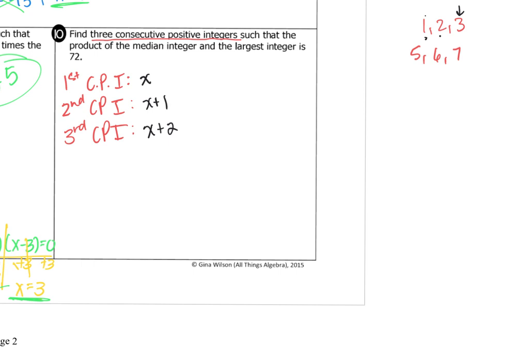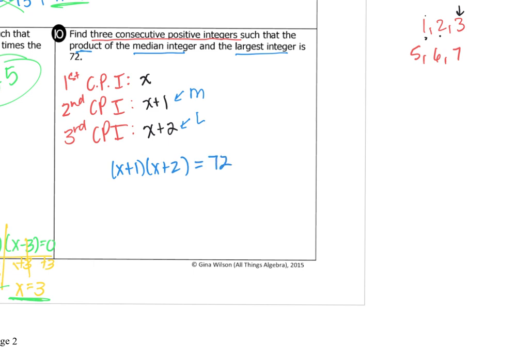Let's read the code to find out how we use this information to get our solution. So it says, such that the product, that means to multiply, of the median integer and the largest integer is 72. Okay, the median is your middle, so that's going to be x plus 1, and your larger is going to be x plus 2. So it's saying product of those two things. We're going to multiply x plus 1 times x plus 2, and when we multiply them, we get 72. That's not so bad at all.